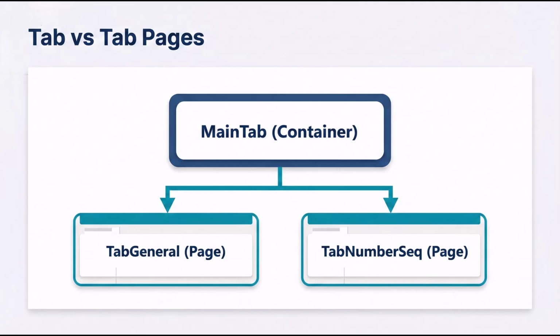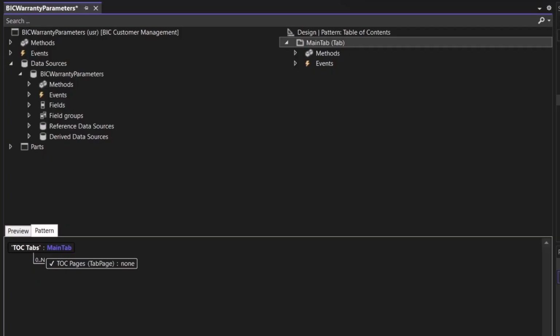Now that we have our main tab container, phase 3 is about adding the actual content. We do this by creating tab pages. Inside that main tab, we need two of them, one for general settings and one for number sequences. Okay, so let's get those two tab pages created.